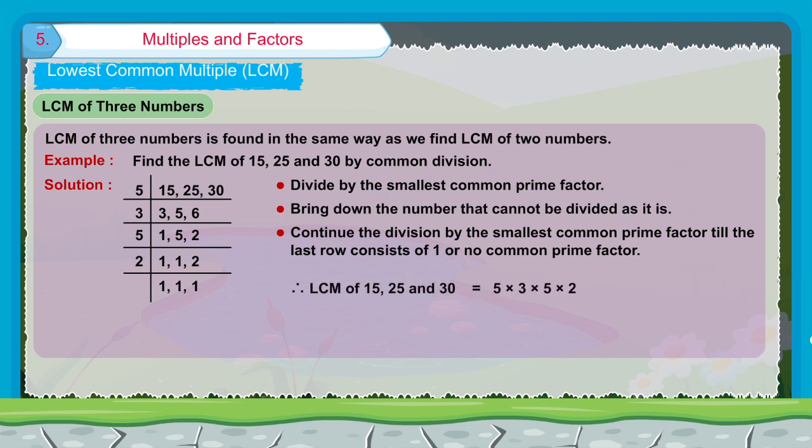Therefore, LCM of 15, 25 and 30 is equal to 5 into 3 into 5 into 2 is equal to 15 into 10. Therefore, LCM of 15, 25 and 30 is equal to 150.